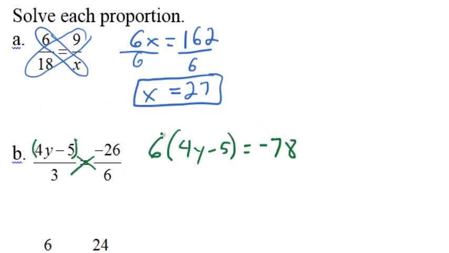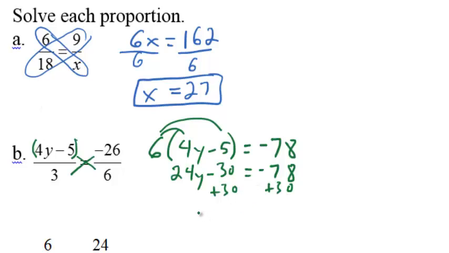All right, like I said, I need to distribute my 6 to both terms there. So 6 times 4y is 24y. 6 times negative 5 is negative 30. And that's equal to negative 78. I'm going to add 30 to both sides. So 24y is equal to negative 48. And divide by 24 on both sides. So y is equal to negative 2.